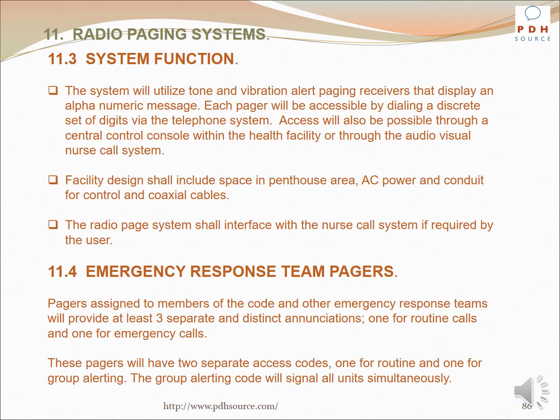With regard to emergency response team pagers, pagers assigned to members of the code and other emergency response teams will provide at least 3 separate and distinct enunciations, one for routine calls and one for emergency calls. These pagers will have 2 separate access codes, one for routine and one for group alerting. The group alerting code will signal all units simultaneously.